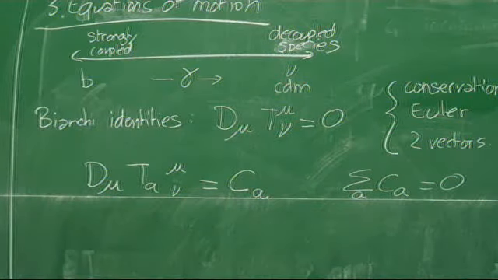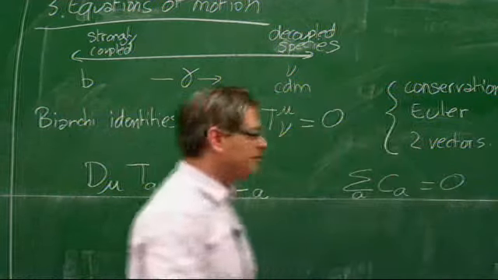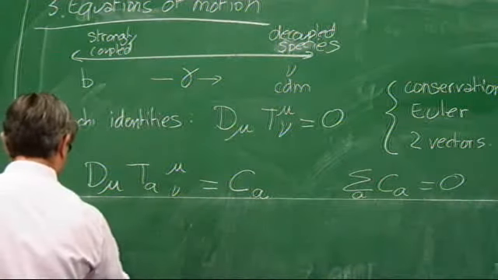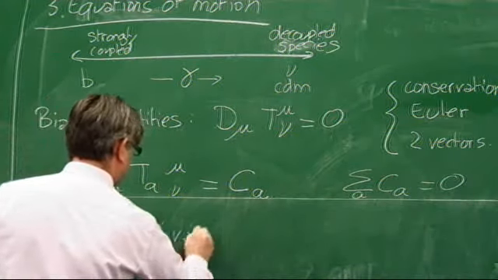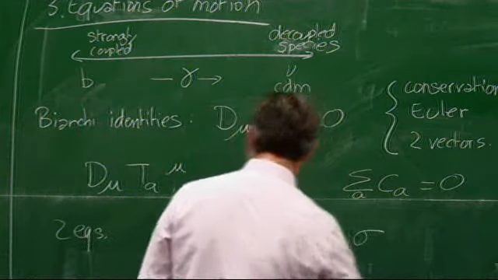Now, for perfect fluids, we just say that we have immediately 2 equations available, conservation and Euler. So 2 equations, but we have 4 variables, which are delta, delta p, theta, and sigma.